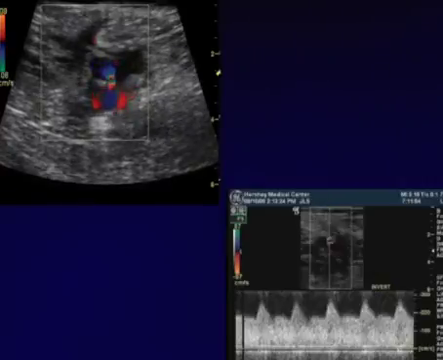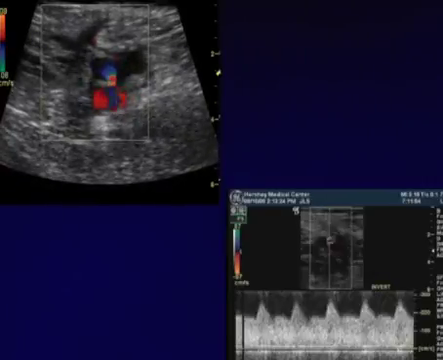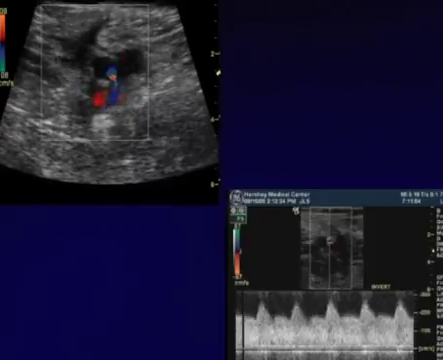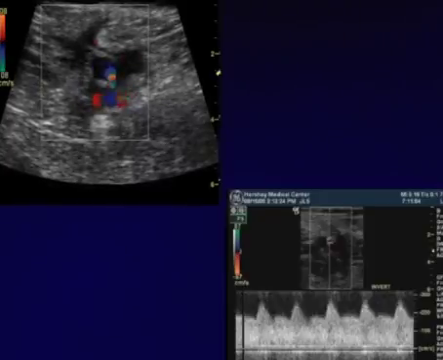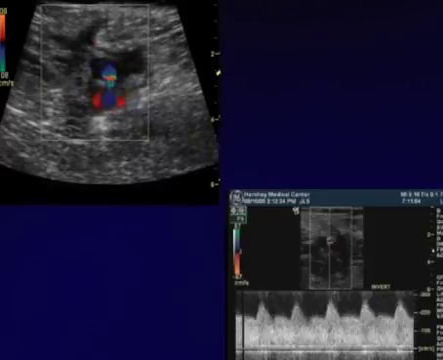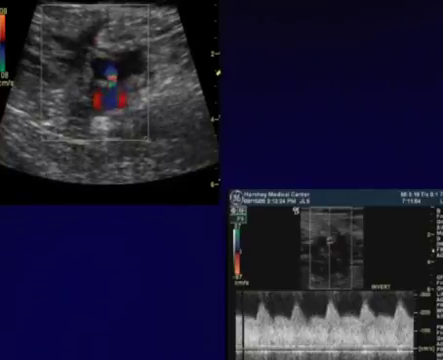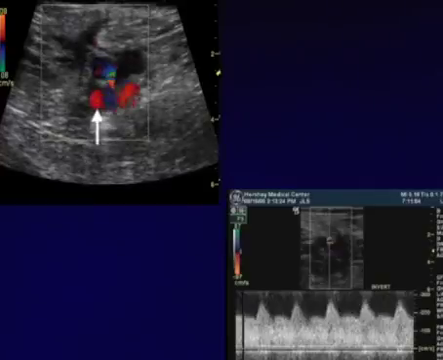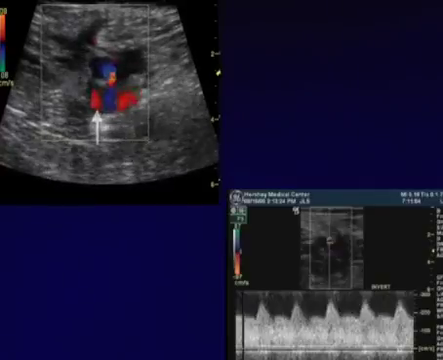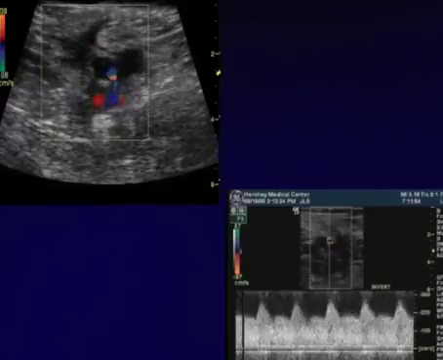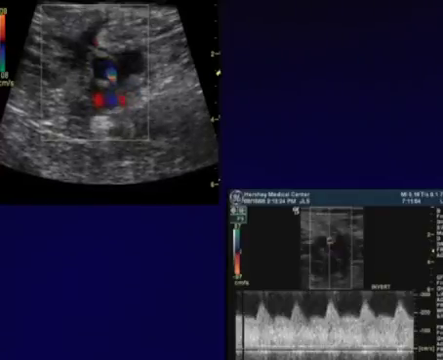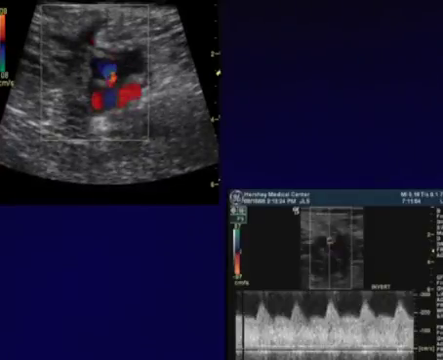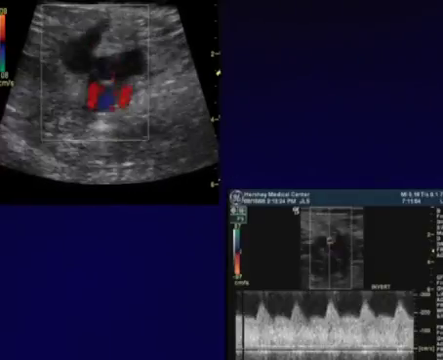If we were to Doppler in the artery proximal to this, we'd see a low resistance pattern. If we were to Doppler in the artery distal to this segment, we'd return to the normal high resistance pattern. The vein here, distal or more peripheral to this area, would display normal phasic flow, and the vein more central to this area would have an increase in output caused by the fistula.